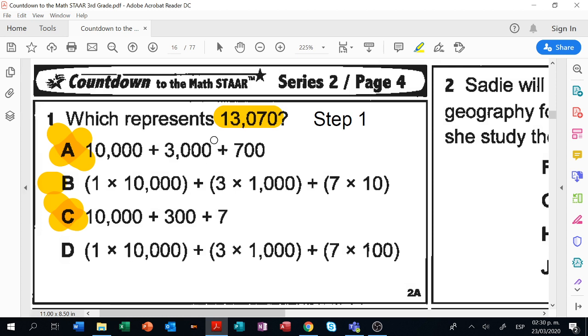1 times 10,000, that is correct. Plus 3 times 1,000, that is correct too. Plus 7 times 100. Do we have a 7 on the 100th position? No, we don't. So I'm going to cross that out right here. And amigos, we have found the right answer already.